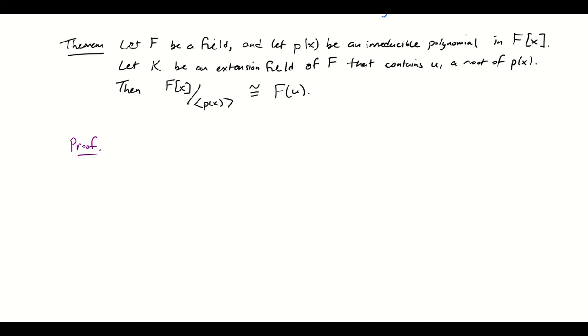The homomorphism we're going to use actually is not one totally unfamiliar to you. You've seen this one before. We're going to consider the evaluation homomorphism called phi sub u from F adjoin X into K.